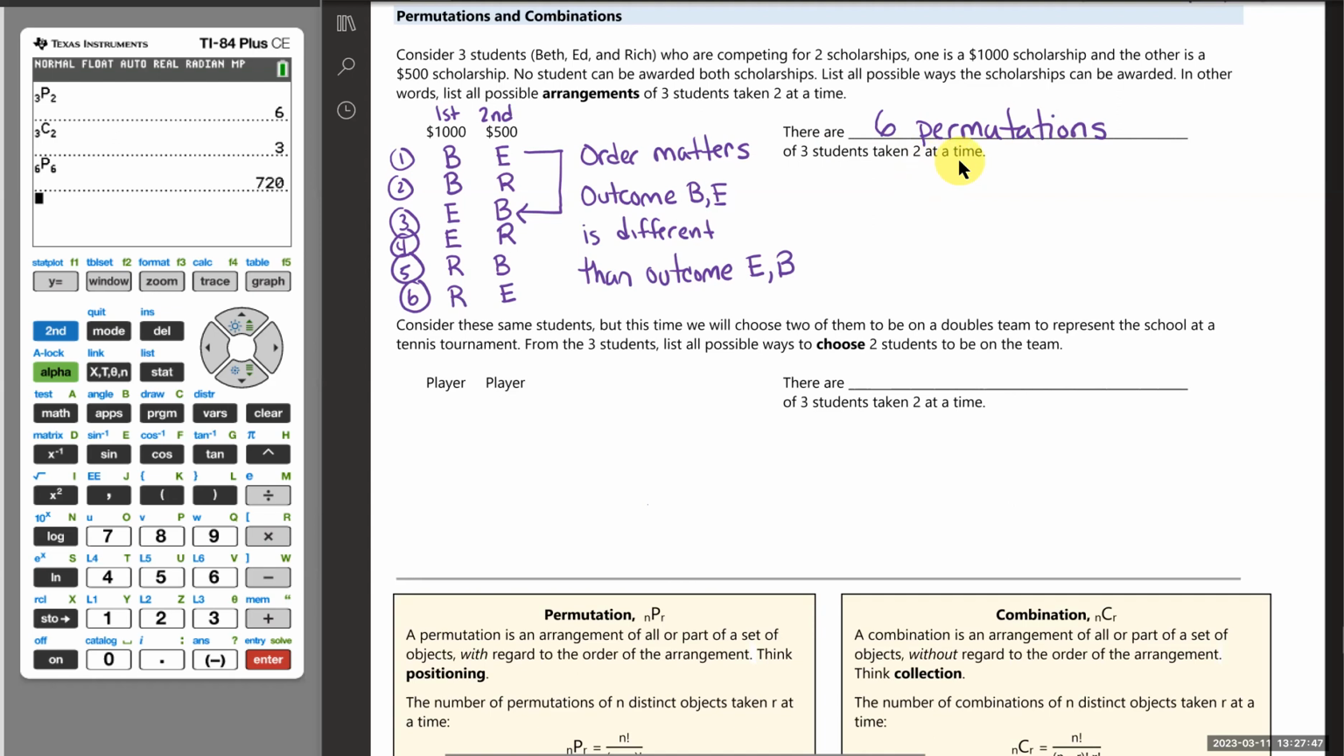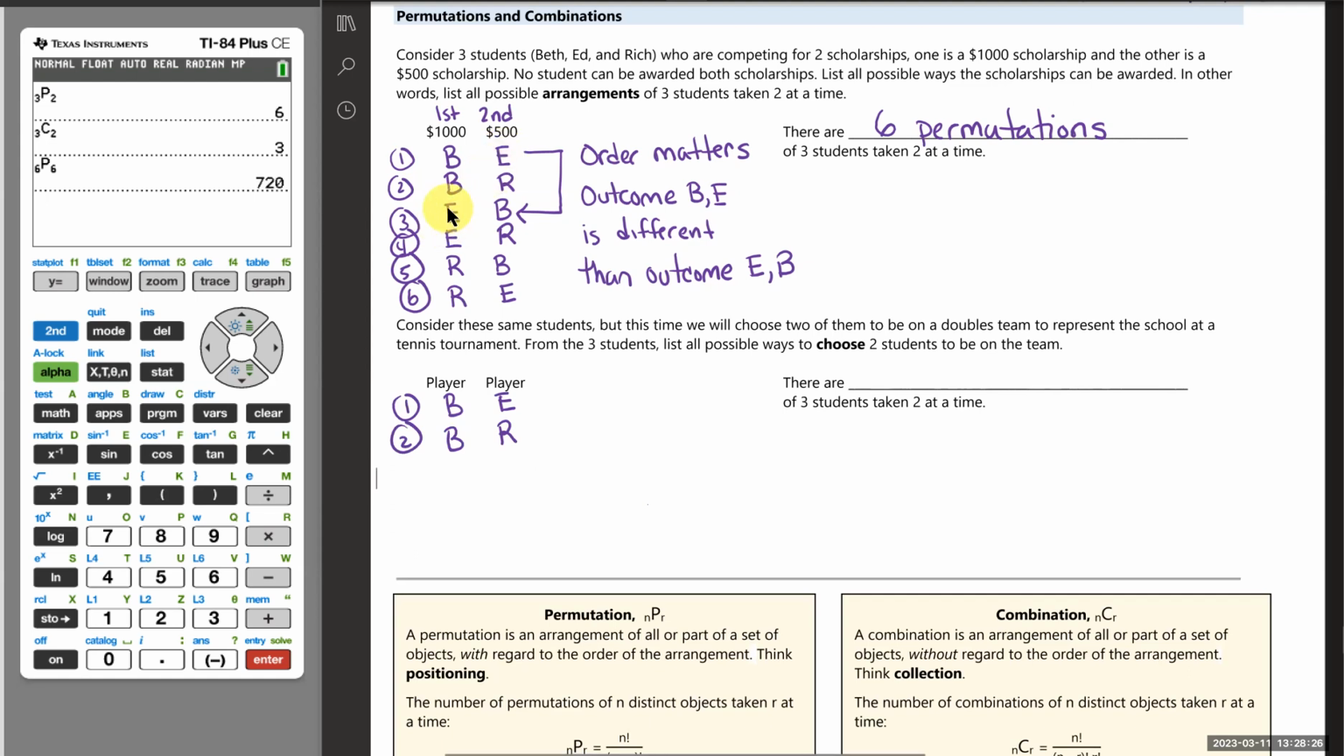Okay, so let me compare this with our next example. Consider these same students, but this time we're going to choose 2 of them to be on a doubles team to represent the school at a tennis tournament. So from these 3 students, Beth, Ed, and Rich, let's list all the possible ways to choose 2 students to be on the doubles team together. So let's do the same sequence here. Let me start with, I could pick Beth as a player and make her doubles partner Ed. Or I could pick Beth as a player and make Rich her doubles partner. So that's one team, that's another team.